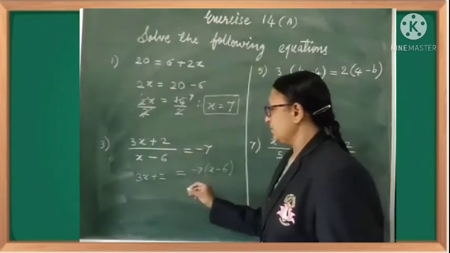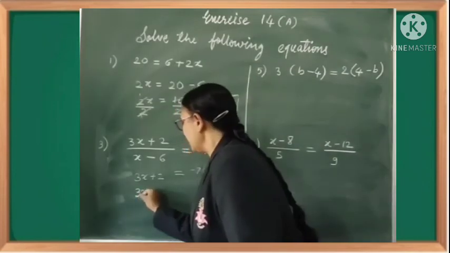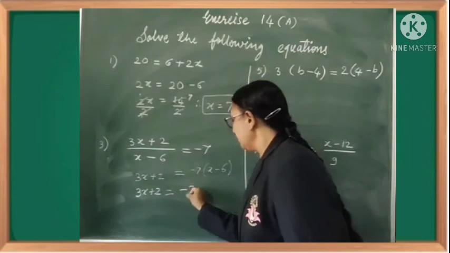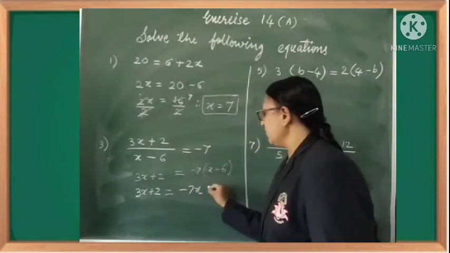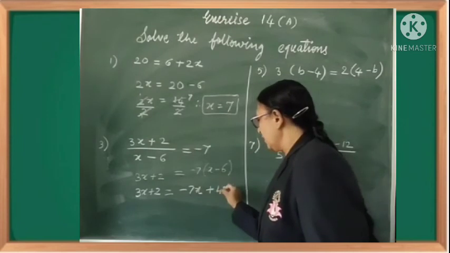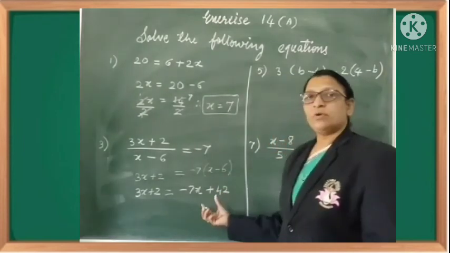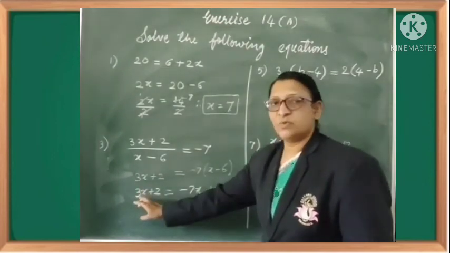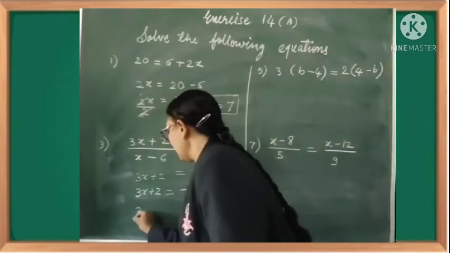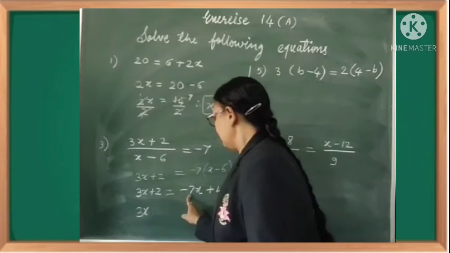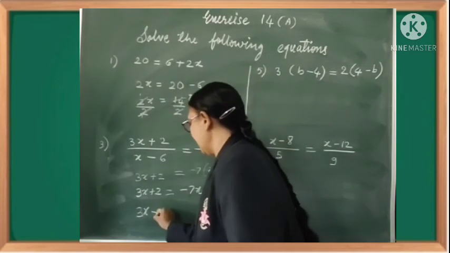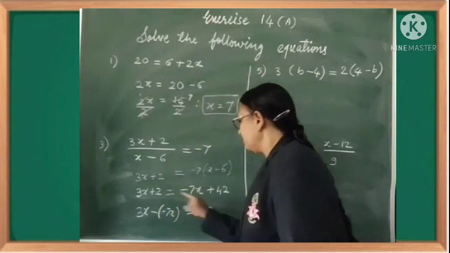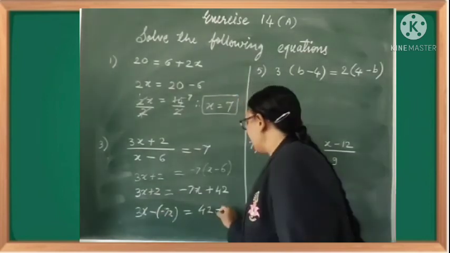Let us open the bracket. In the next step we write here 3x plus 2 equal to negative 7 into x is negative 7x. Negative into negative is positive, 7 sixes are 42. Since we need to find out the unknown terms, like terms we will take together. So 2 we will transpose here and negative 7x we will transpose there. So it will become 3x, this is plus, it will become minus negative 7x. And here 42, this is plus 2, it will become minus 2.